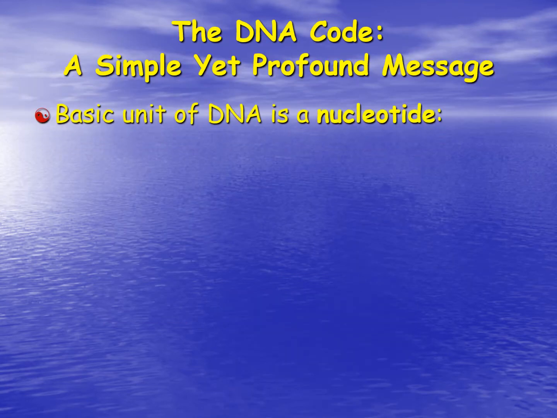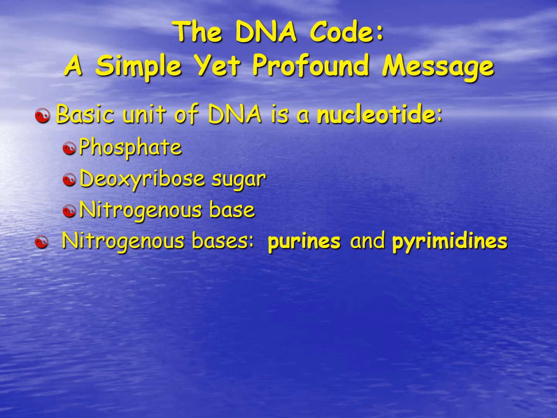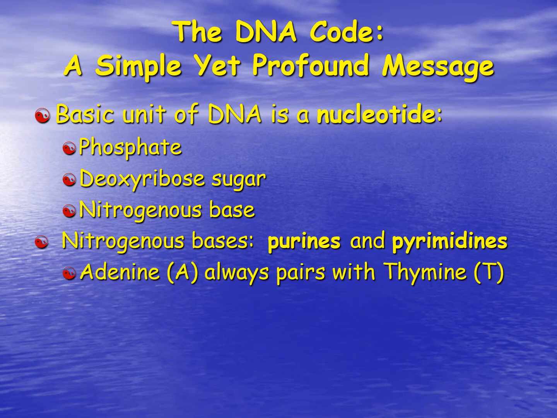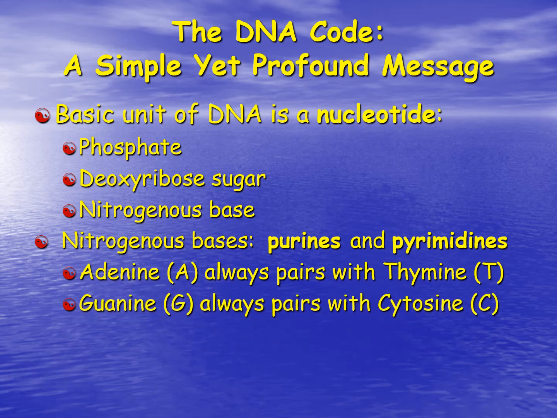Now, the basic unit of DNA is what's known as the nucleotide, or sometimes you'll see it printed as nucleoside. Each nucleotide consists of a phosphate molecule, deoxyribose sugar, which is a 5-carbon sugar, and one of 4 nitrogenous bases. And the 4 nitrogenous bases of DNA are going to be adenine, which always pairs with thymine, and guanine, which always pairs with cytosine.